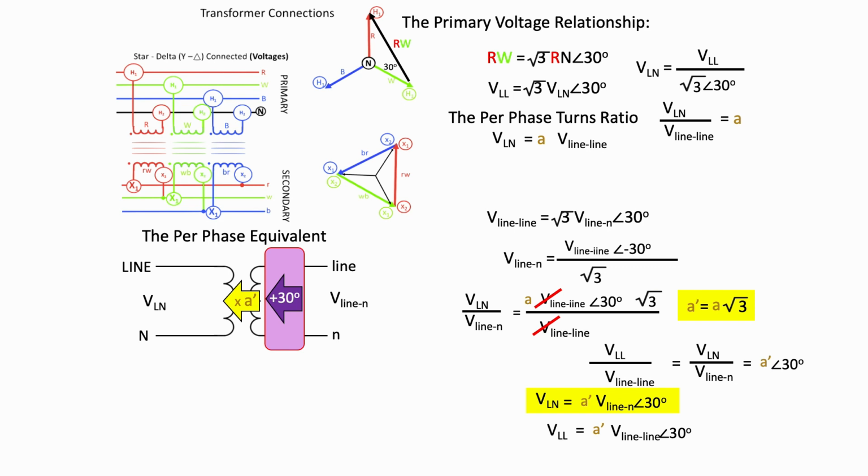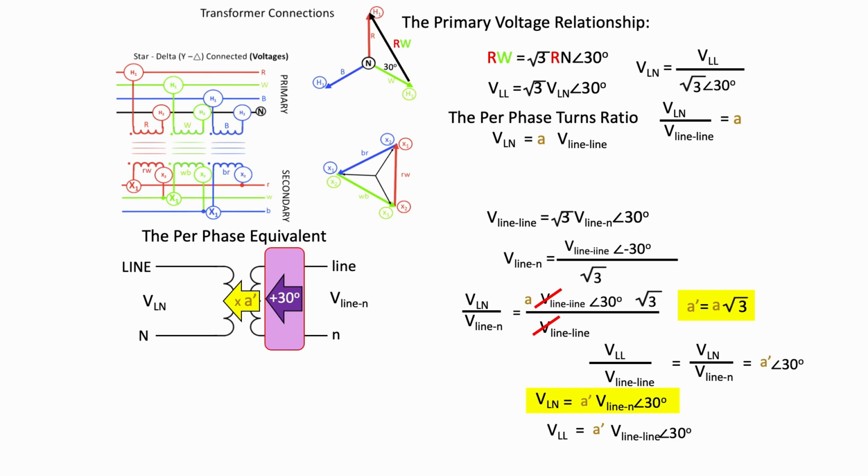And the primary voltage is line to neutral voltage, and it's equal to A primed times the line to neutral secondary voltage, but it's leading it by 30 degrees. So our equivalent circuit tells us that if we wanted to calculate the line to neutral primary voltage using the line to neutral secondary voltage, we have two operators that have to operate on that voltage.